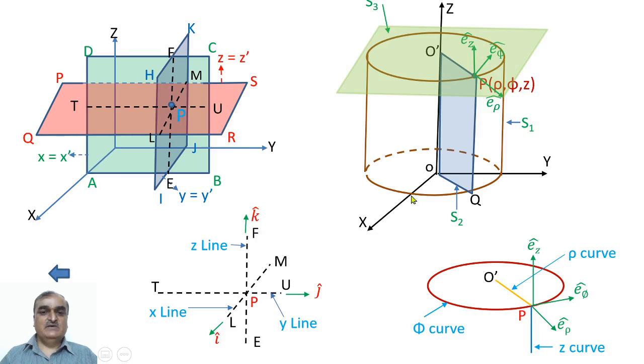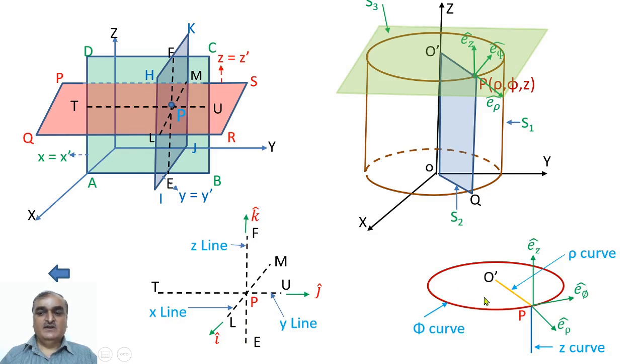As we have seen in the previous lecture, the tangent to the x line, this LM, gives this i unit vector, that is the x axis. The tangent to the y line gives the y axis, and the unit vector along the y axis is j cap. And the tangent to the z line is the z axis, and the unit vector along the z axis is k cap.